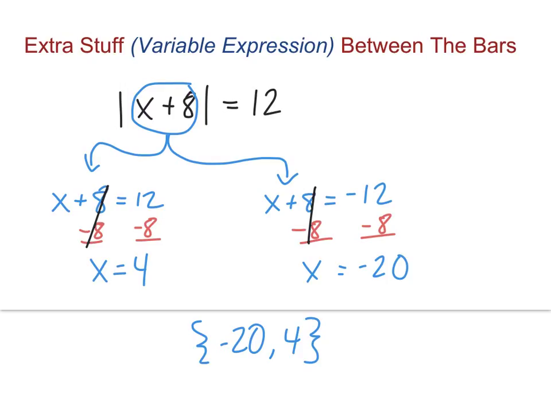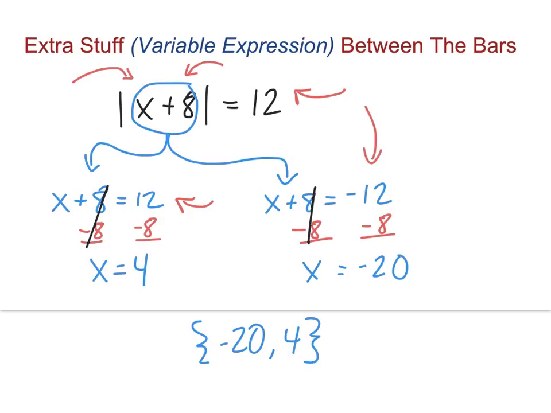Okay, so our strategy was the same as before. We circle the stuff that's inside or in between the bars, and then we have to set whatever it is, this stuff, equal to this value and also its opposite, right? We have to do negative 12 and 12. And that's how we're going to get two solutions. These are the only two numbers that work, though. We didn't miss any solutions.